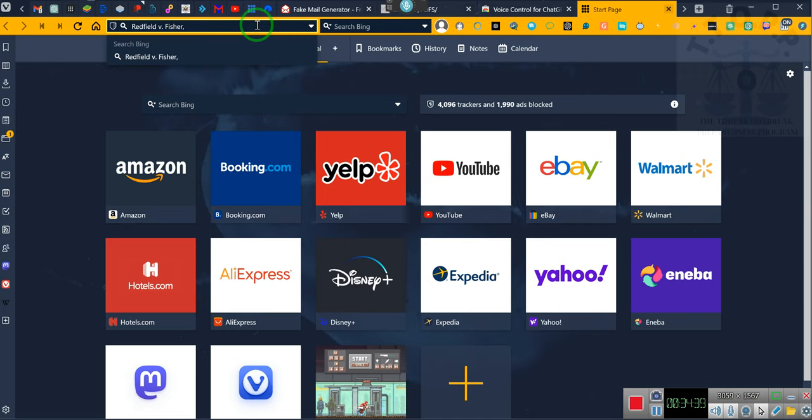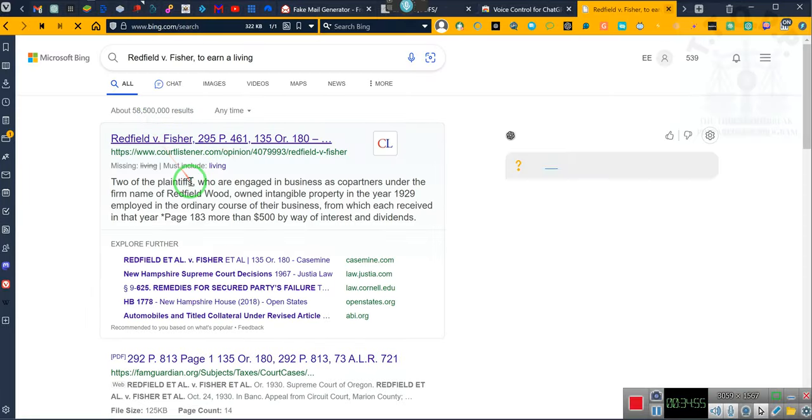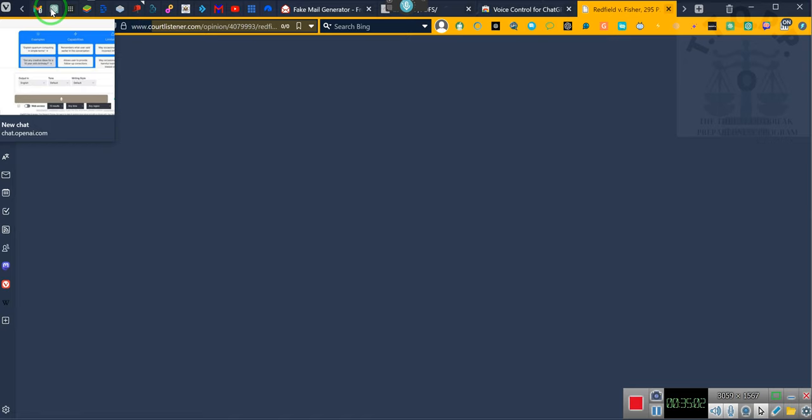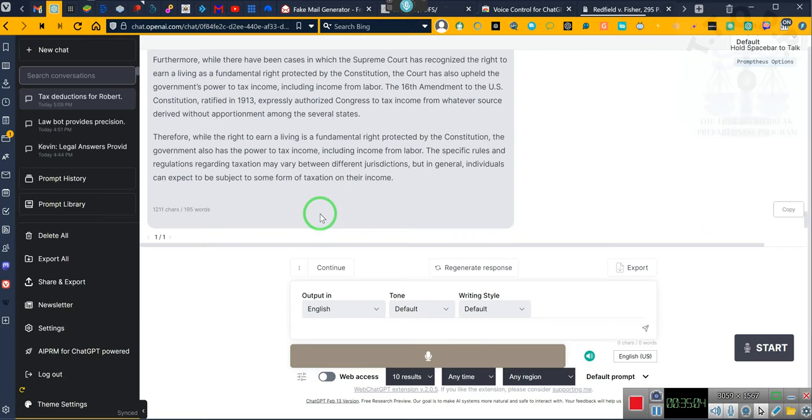Constitution, ratified in 1913, expressly authorized Congress to tax income from whatever source derived without apportionment among the several states. Therefore, while the right to earn a living is a fundamental right protected by the Constitution, the government also has the power to tax income, including income from labor. The specific rules and regulations regarding taxation may vary between different jurisdictions, but in general, individuals can expect to be.